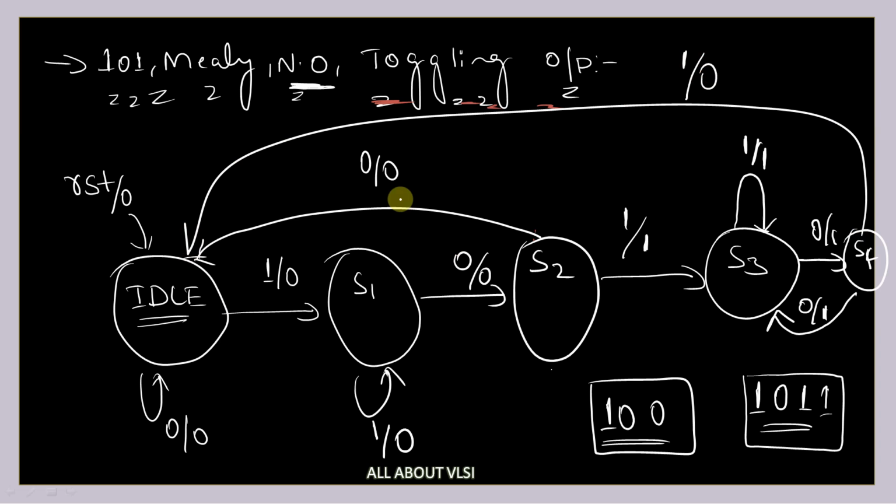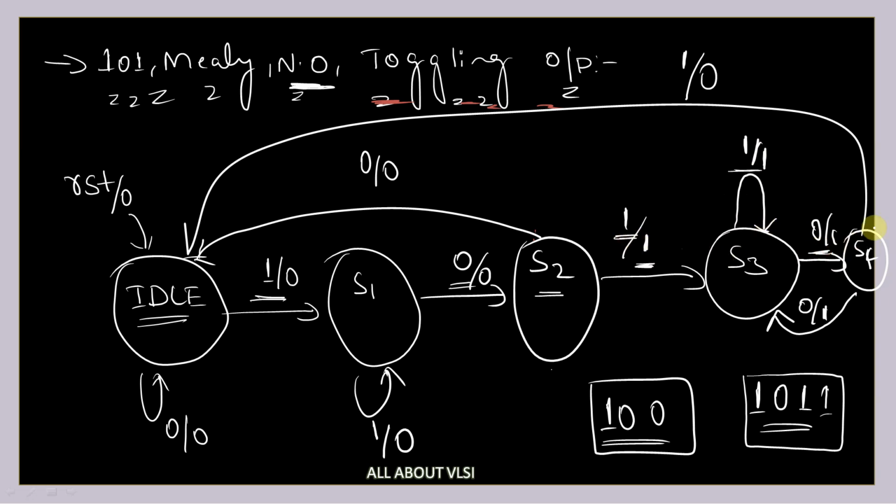Once again, check. If you are having 1, you go to S1 state. If you are having 0, you go to S2 state. If you get 1, you go to S3 state by making your output 1. And if you are in S3 state and get one more 1, you stay in the same state, maintaining your output at 1. And if you get 0, 2 bits are matching, so you go to S4 state by making your output 1.